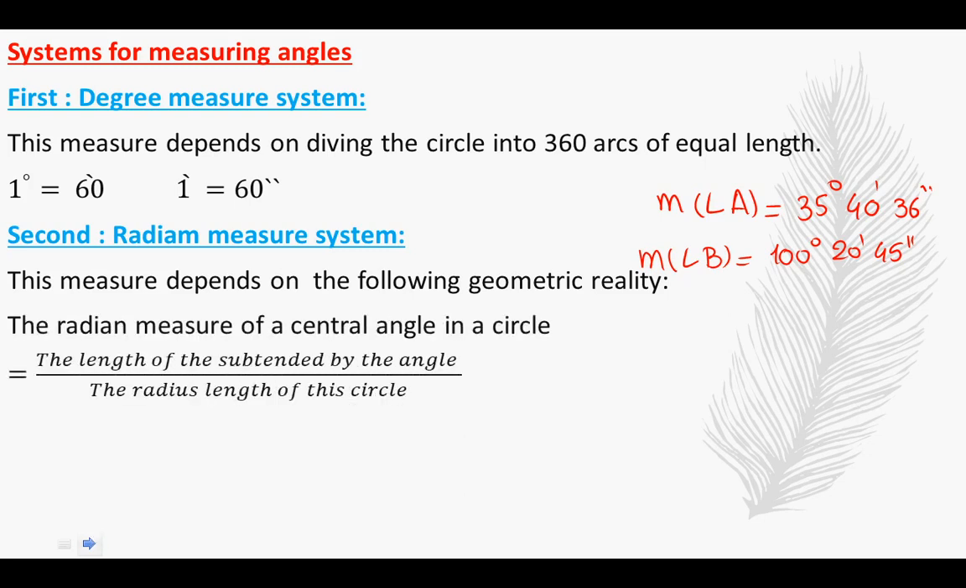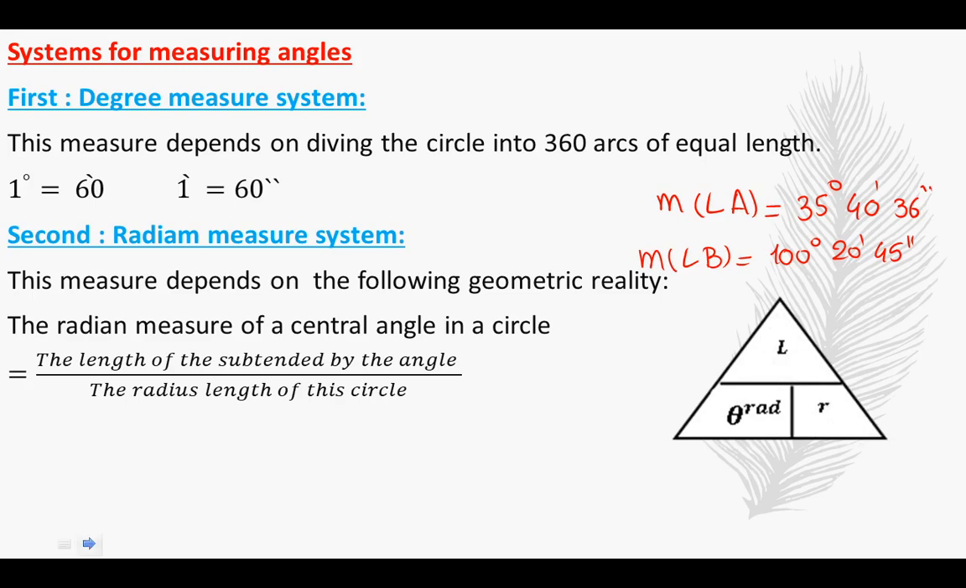The radian measure of the central angle in a circle equals the length of the subtended arc over the radius length of this circle. We can draw a triangle for the law of theta radian, where theta radian equals L over R. And if you want to find the length of the arc, the length of the arc equals R multiplied by theta radian.